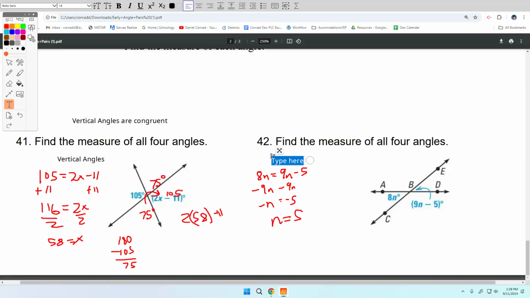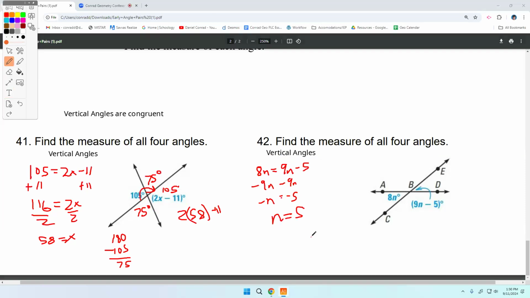We needed to justify our equation. Our equation is justified because those two angles are vertical, and vertical angles are congruent. Their measures are equal. So now we can substitute in. 8 times 5 is 40. Right? Which means the other one across from it should also be 40. So if we plug it in, that's 45 minus 5, which is 40, so we're good.